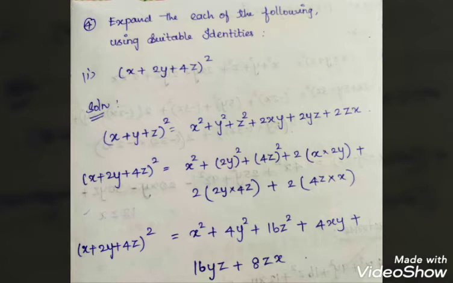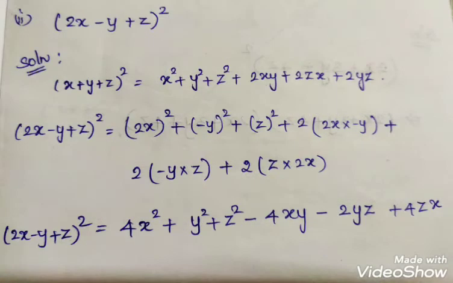Simply we are going to substitute our x, y and z value. So x square plus 2y the whole square plus 4z the whole square plus 2 into x into 2y plus 2 into 2y into 4z plus 2 into 4z into x. If we simplify, what are we getting? x square plus 4y square plus 16z square plus 2 into 2, 4xy, plus 2 into 2 into 4, 4 into 4, 16yz, plus 2 4s are 8zx. This is your answer.